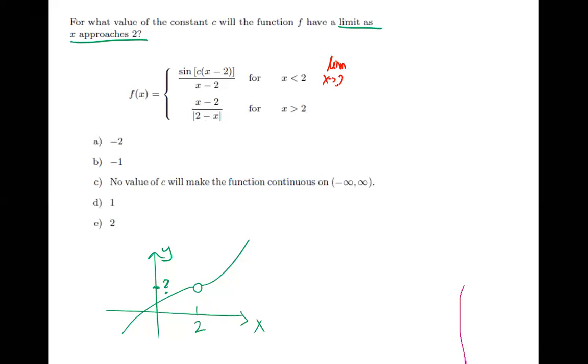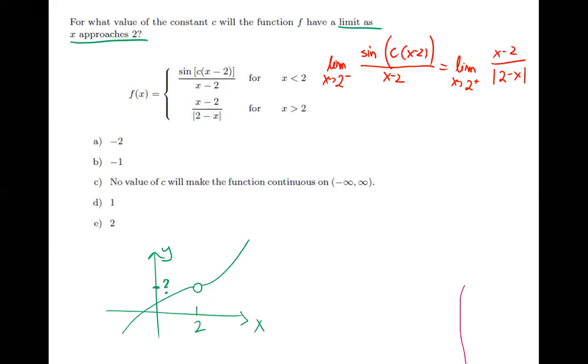The limit as x goes to 2 from the left-hand side of sine of c times (x minus 2) over x minus 2 must be the same as the limit on the right-hand side of (x minus 2) over the absolute value of 2 minus x. This question contains a few concepts. First of all, for the limit to exist, both of the limits have to be the same. Now let's look at the left and right-hand sides.